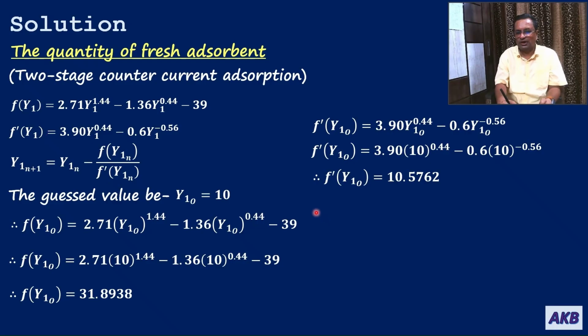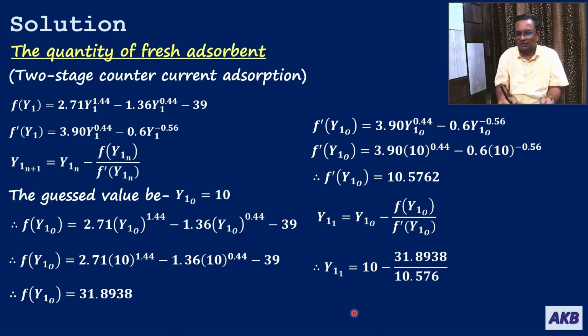And then the new value for y1, which I am denoting y11, will be obtained by using the old value. So y10, the old value, minus the function evaluated at the old value divided by the derivative of the function evaluated at the old value. So y11 will be equal to 10 minus 31.8938 divided by 10.5762. That comes out to be 6.98439. So in the first iteration, when I use the guess value, I get a new value for y1.